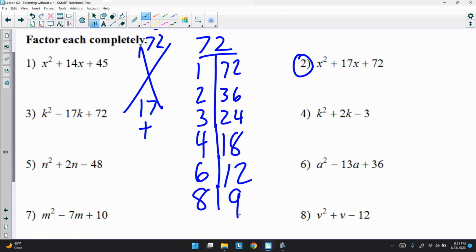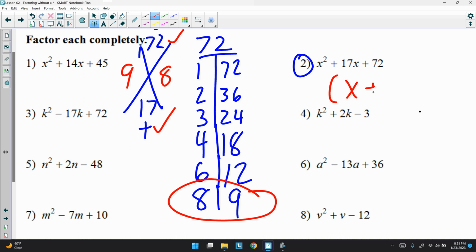So we need to find 2 numbers that add to get 17. We have all the factors of 72. Oh, right there at the very bottom. 9 and 8. Check the signs. +9 plus 8 is a +17. That checks. 9 times 8 is 72, because we just made the factor tree. Bing, bang, boom. x plus 9, x plus 8. Hot diggity dog.